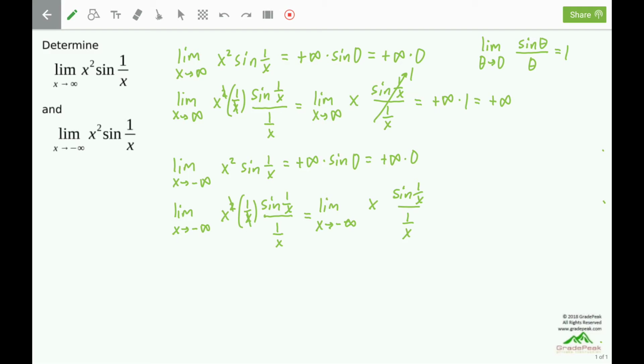1 over x does go to 0 as x approaches negative infinity, and it's perfectly phase matched, so this has the identity. It'll go to a 1. We can now plug in a negative infinity in for any remaining x's, which will give a negative infinity times 1. Negative infinity times 1 is negative infinity. And there's the results of the two different limits.